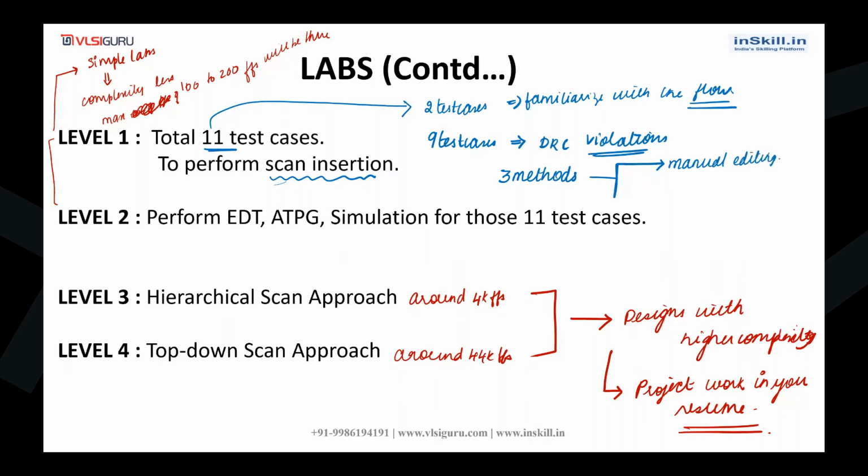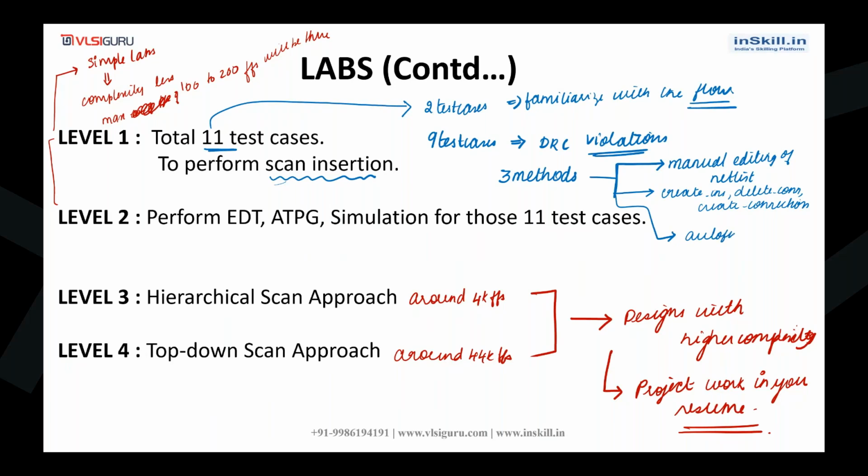Okay, so one method will be to manually edit the netlist and fix the DRC. Another method is you can fix the DRC using a set of commands like create instance, delete connection, create connection. With the help of these commands you can add the logic to fix the DRC violation. Or else you can go for the auto fix method.